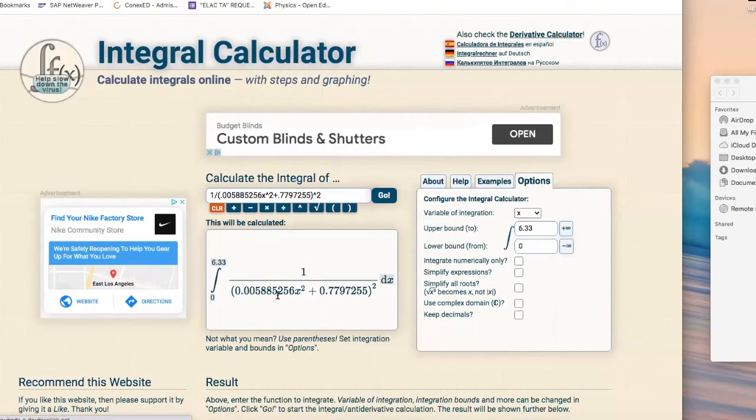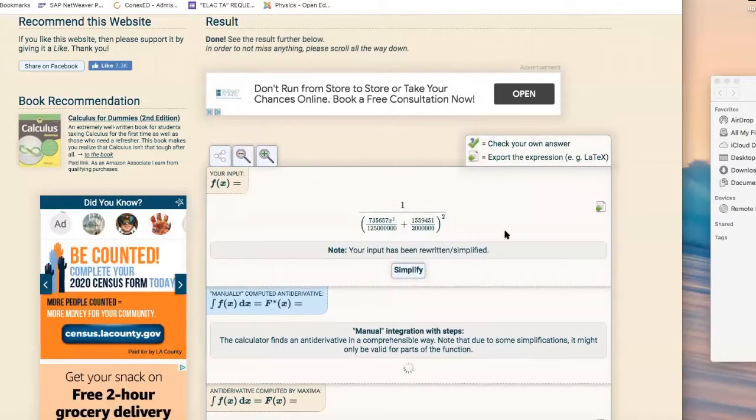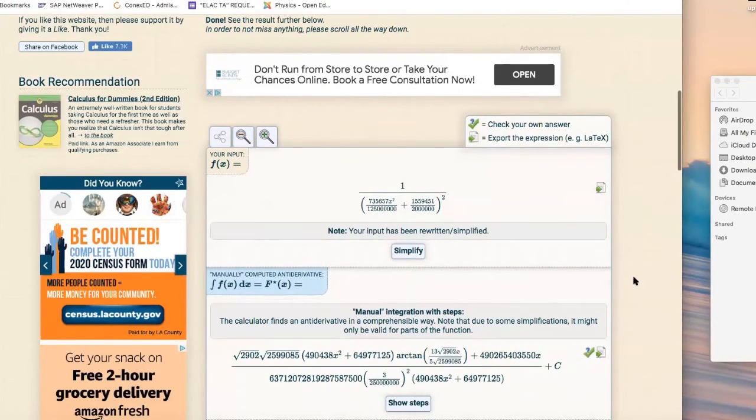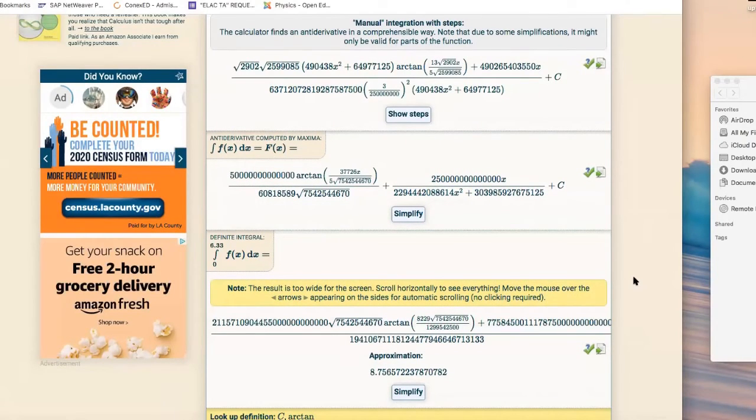Okay, let's check. Okay, so the integral itself is giving me 8.75657223787. And then multiply that by 0.35 over pi.